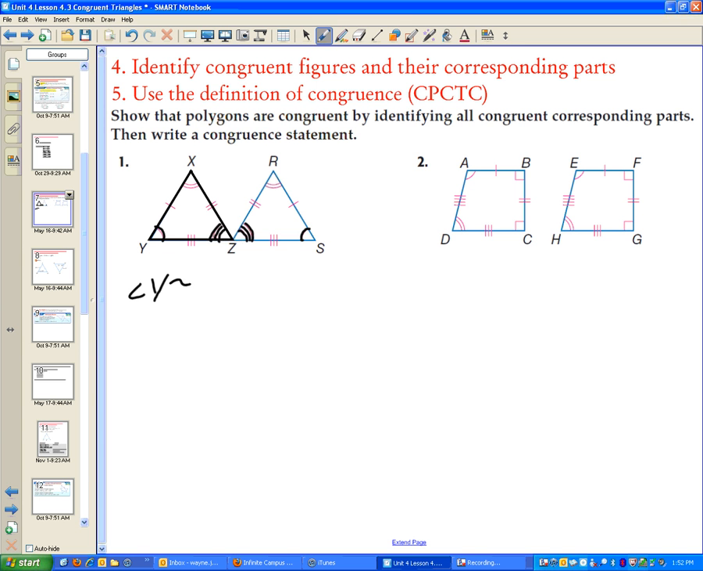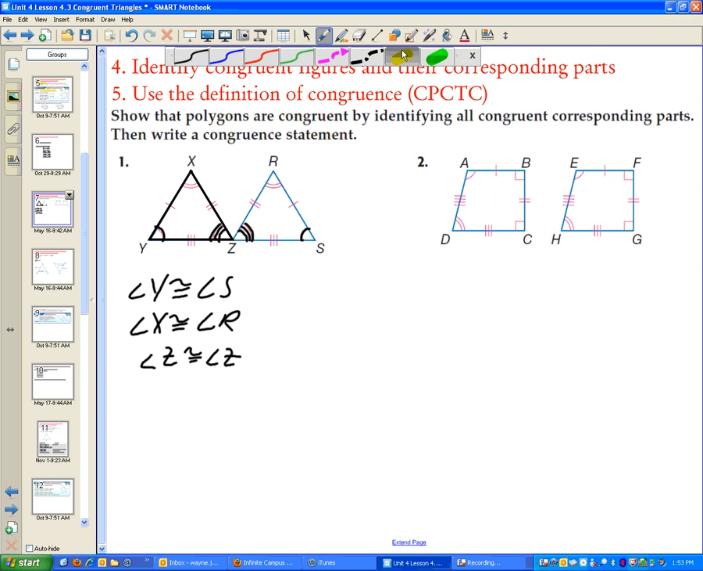So angle Y is not congruent to angle Z. What's angle Y congruent to? Angle S. What's angle X congruent to? Angle R. Now, the book sometimes does this. They'll say angle Z, meaning the one on the left, is congruent to angle Z, meaning the one on the right. The book does it. I'll do it too. But isn't that just a bit confusing with the angle Z's? Because that's not the reflexive property, is it? I'm not saying angle Z is congruent to itself. I'm saying the angle Z over here is congruent to the angle Z over here.